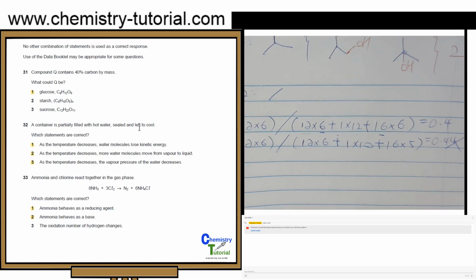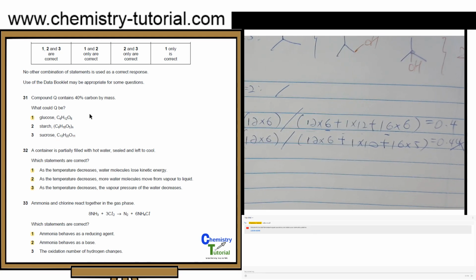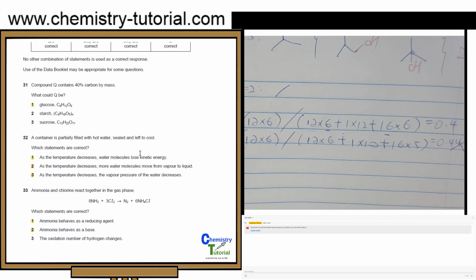Now if you look at the options given, if option 2 is ruled out, the answer can only be D. So I'm not going to do the one for sucrose. You can try it out by yourself, but it's the same technique: 12 times 6 over the entire MR of sucrose. Then you see for yourself whether the compound sucrose contains 40% carbon by mass. Question 32.